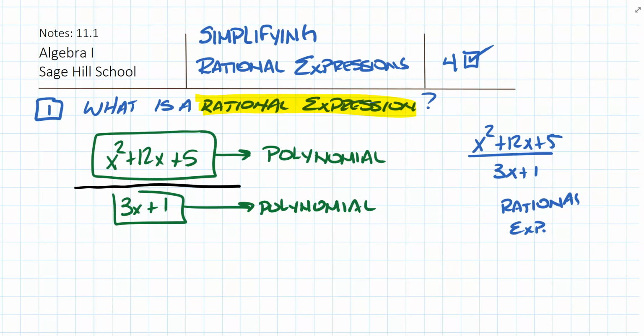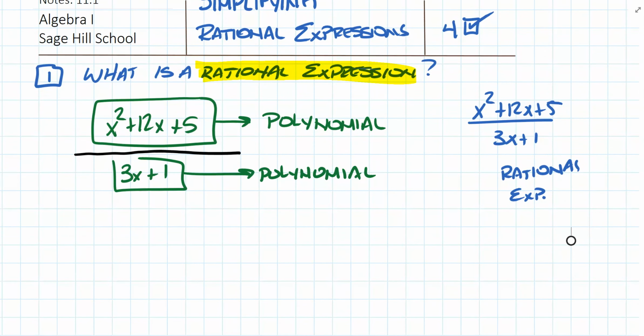Welcome to 11.1 in Algebra 1, simplifying a rational expression, and there are 4 boxes for us to talk about today. So let's dive in right away here. First, we need to understand what is a rational expression.